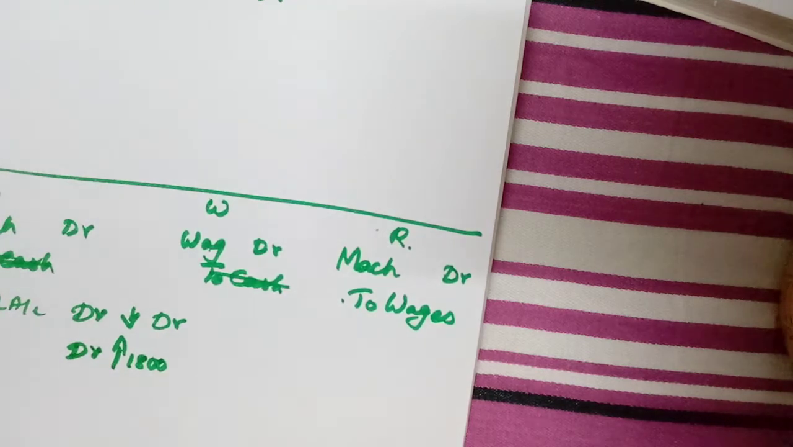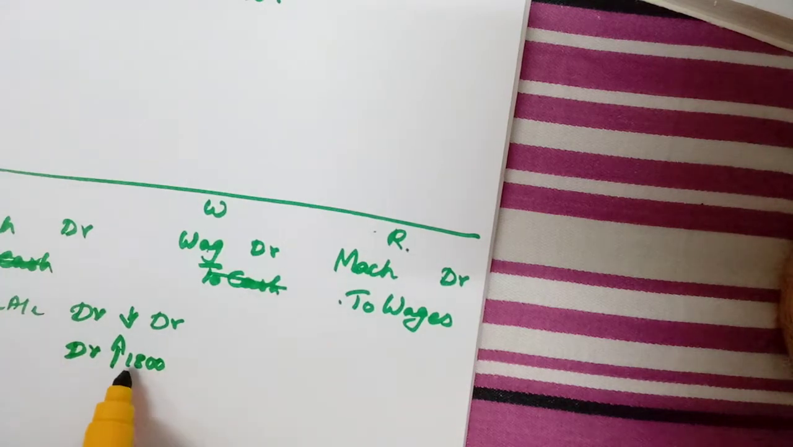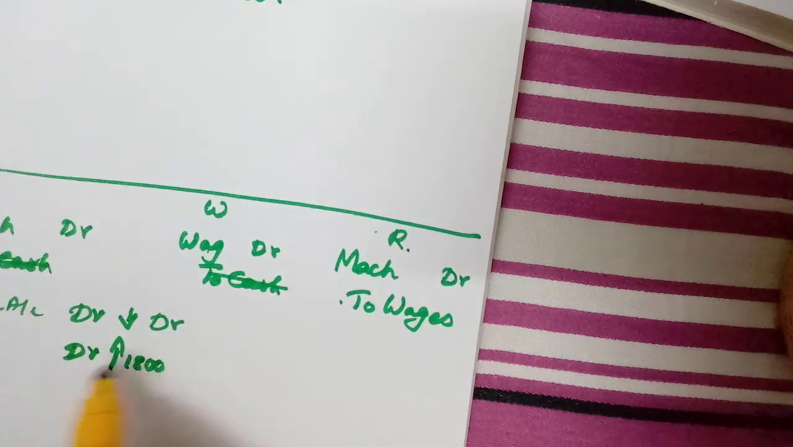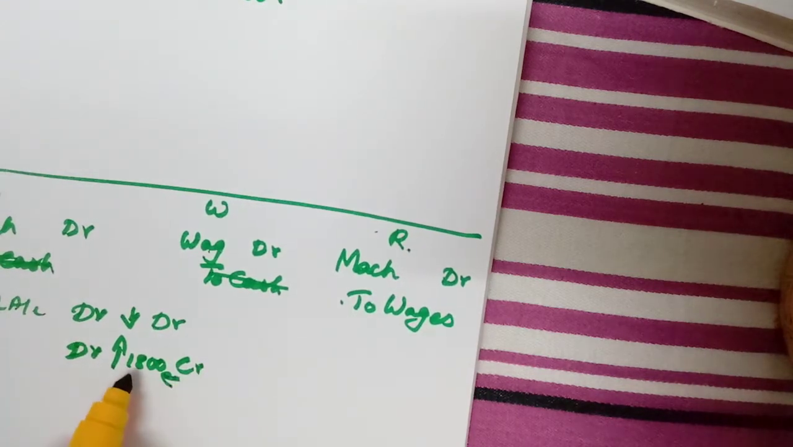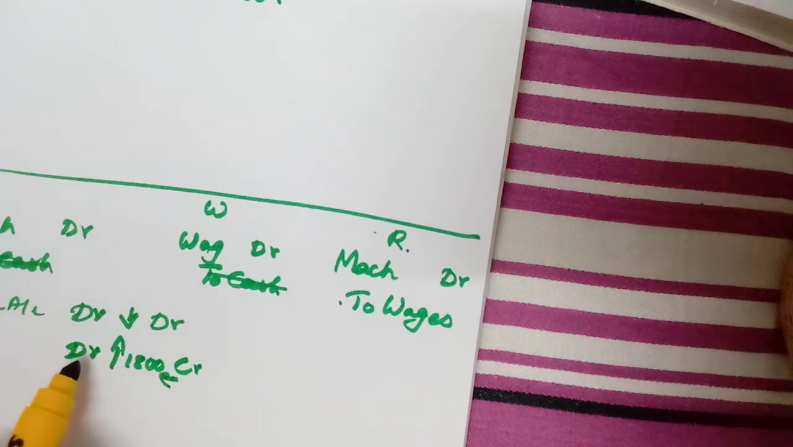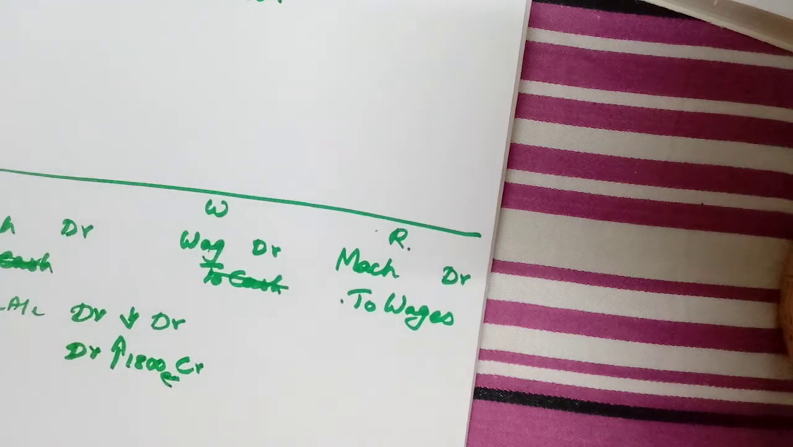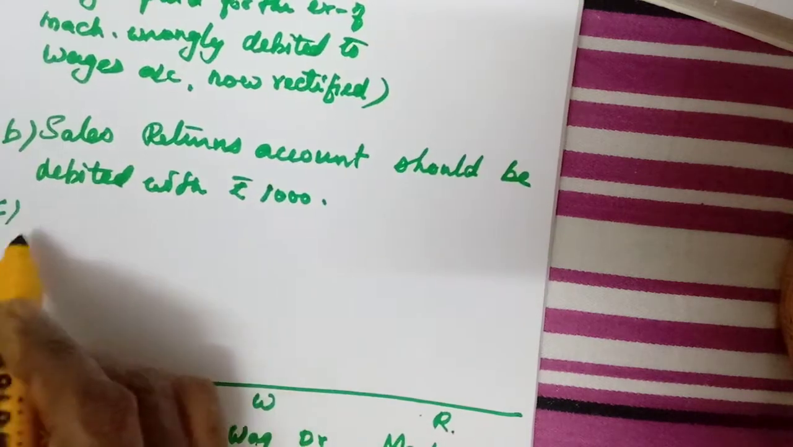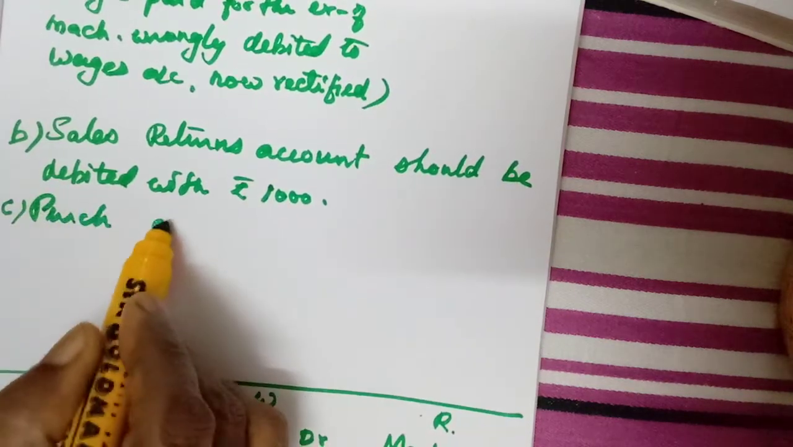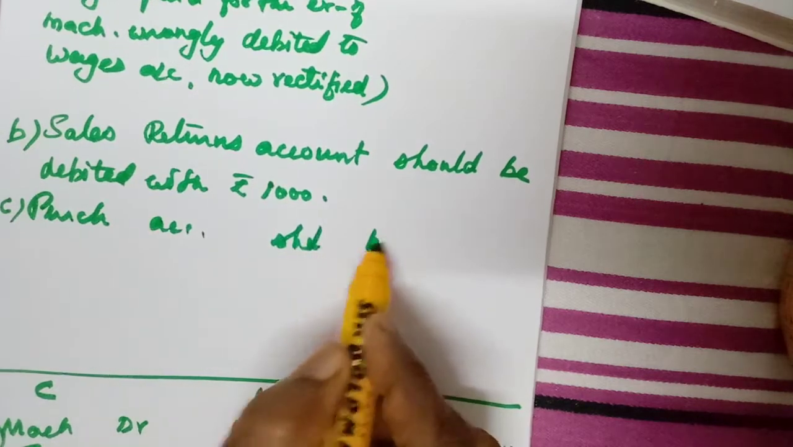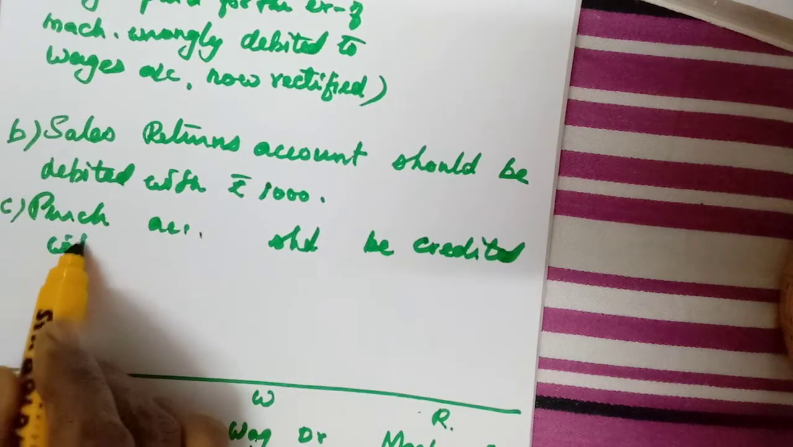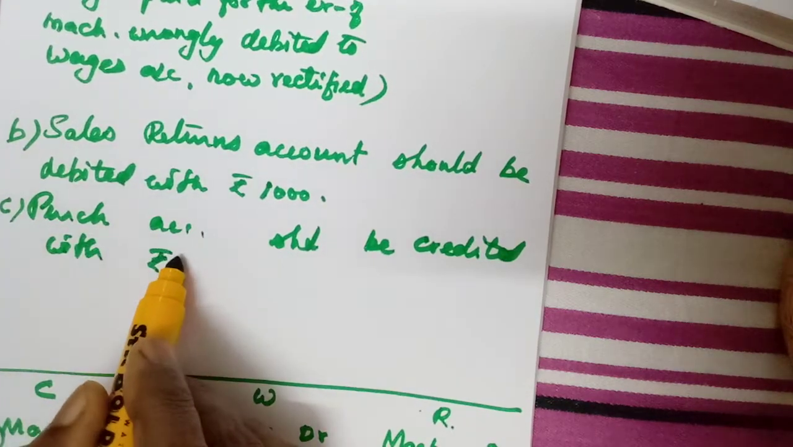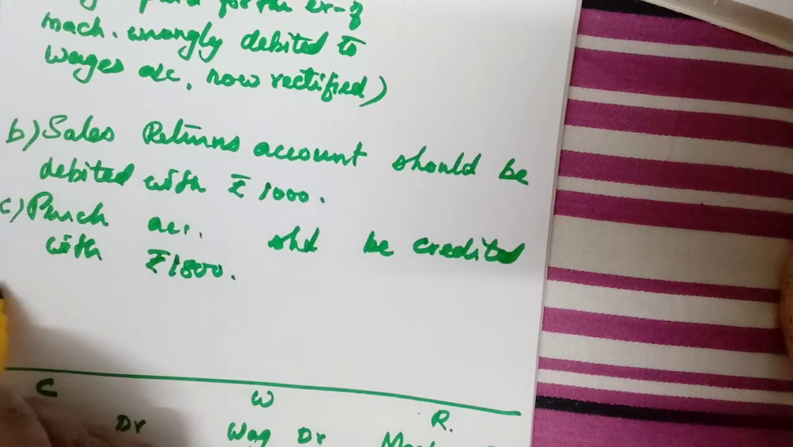200 they have to post. Instead of 200 they have written 2000. So how much is more? 1800 is more. So we need to credit this amount. Purchases account should be credited with 1800. Then it will get tallied to 200. Okay, so that is the statement we have to write. Purchases account should be credited with rupees 1800. Okay. Then D.